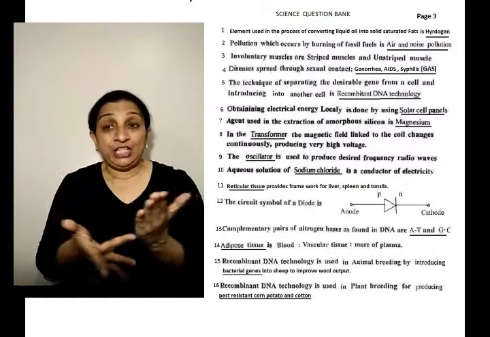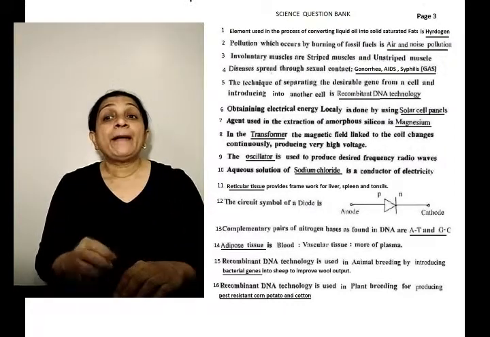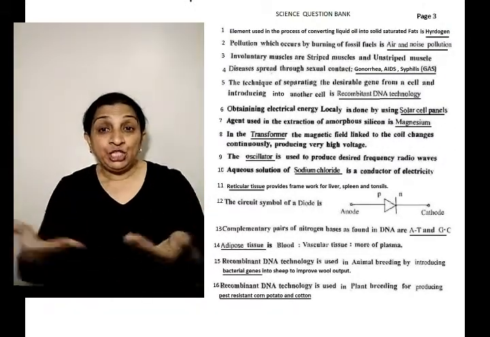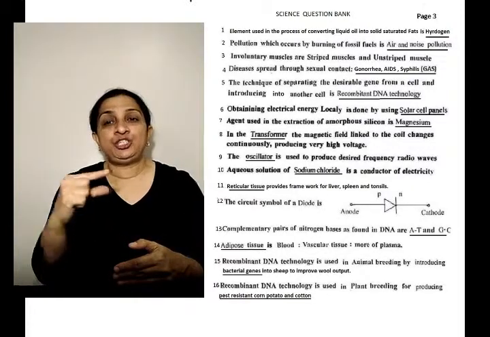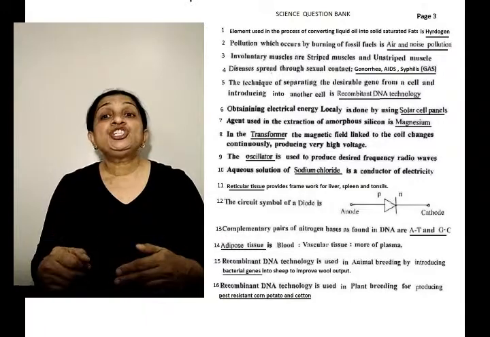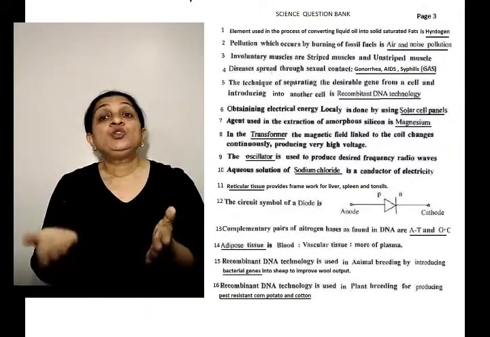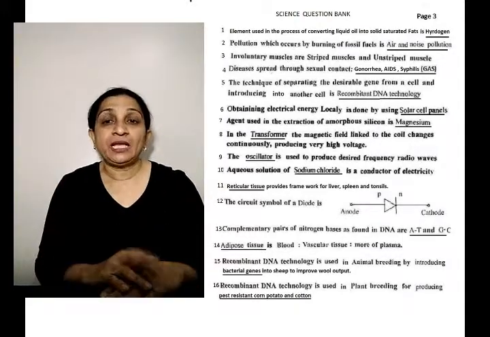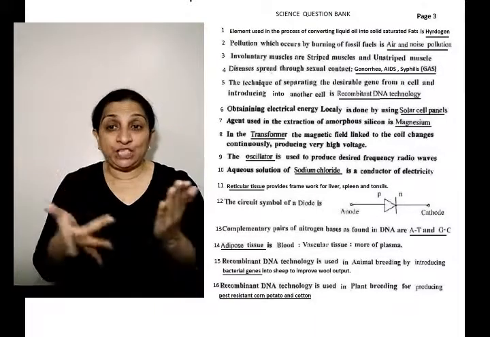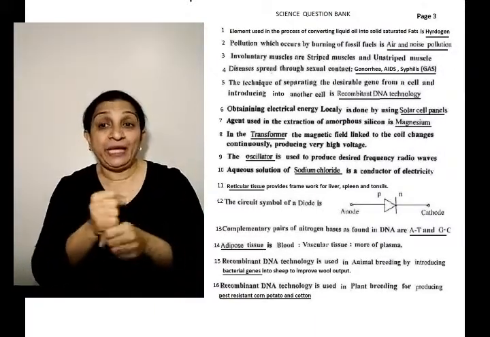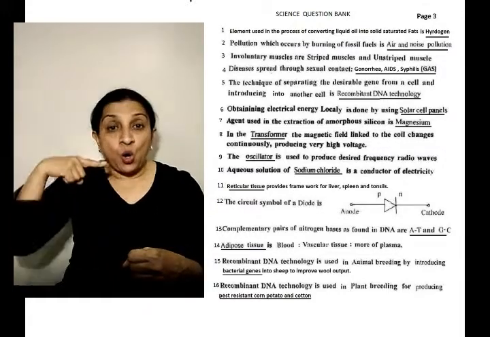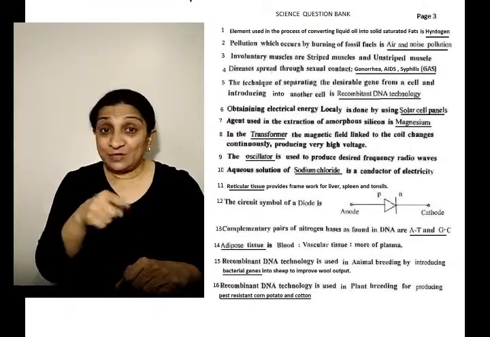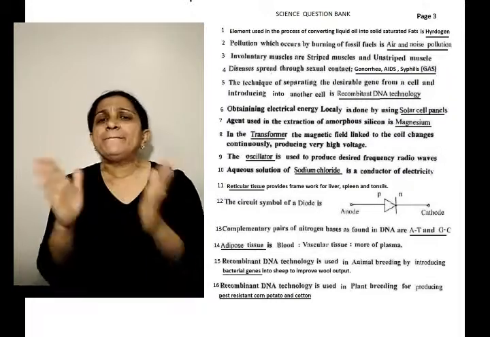Recombinant DNA technology is used for breeding of animals by introducing bacterial genes into sheep and to improve the wool output. Recombinant DNA technology is used for plant breeding to make corn, potato and cotton. These will be resistant to pests.